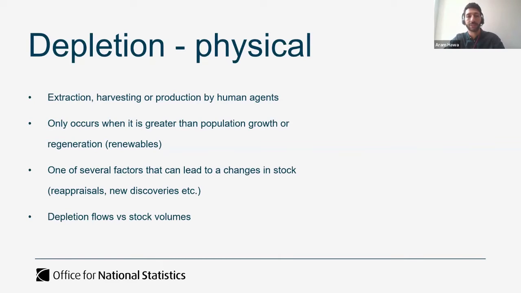But in reality, the situation is more complicated due to the exploration and appraisal activities of businesses that operate in industries such as oil and gas. Substantial sums of money are invested in uncovering new stocks of commercially exploitable resources, and new information can lead to upward reappraisals of existing stocks. It is not uncommon to see that stocks can rise over time despite positive levels of depletion, and this will be borne out in some of our results later on.